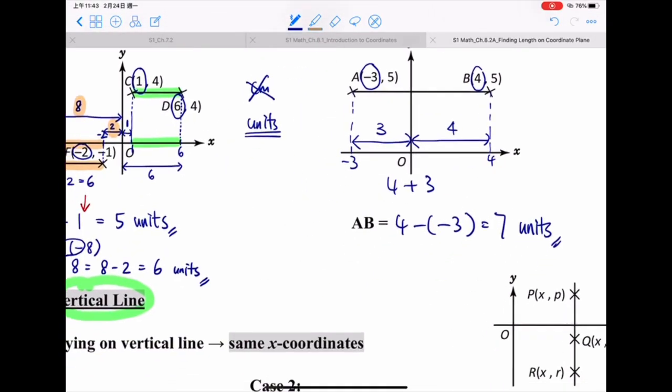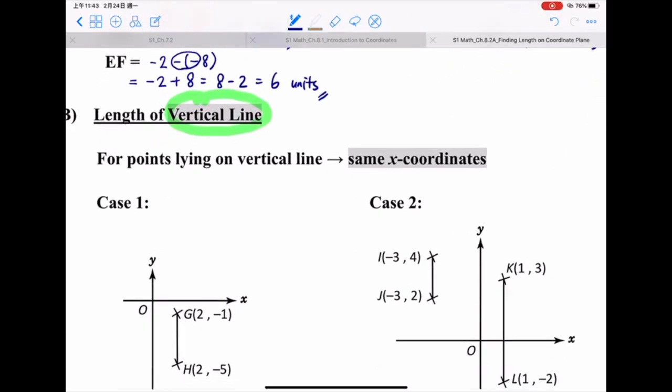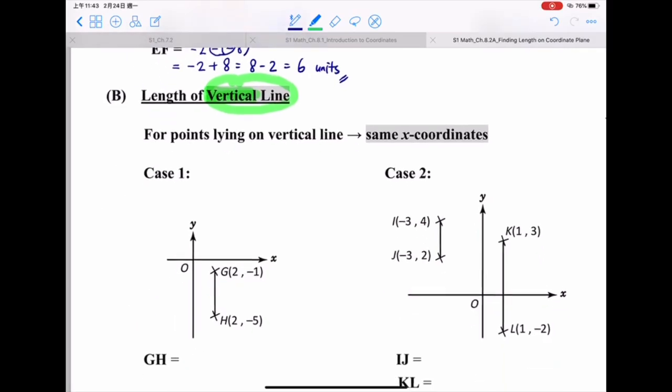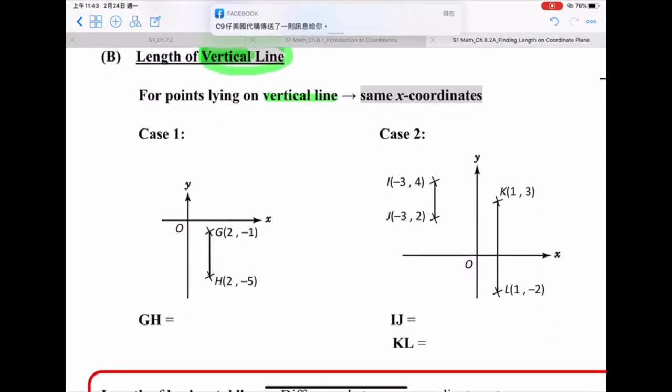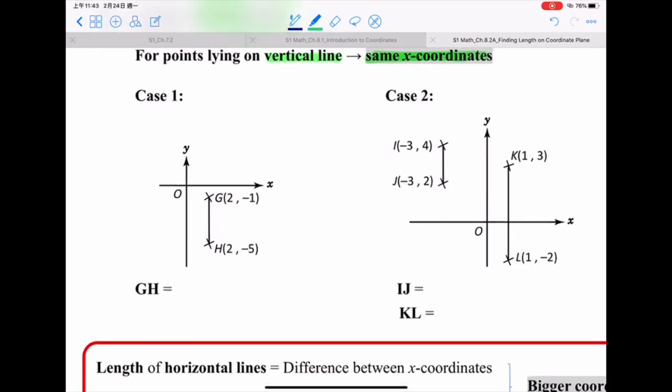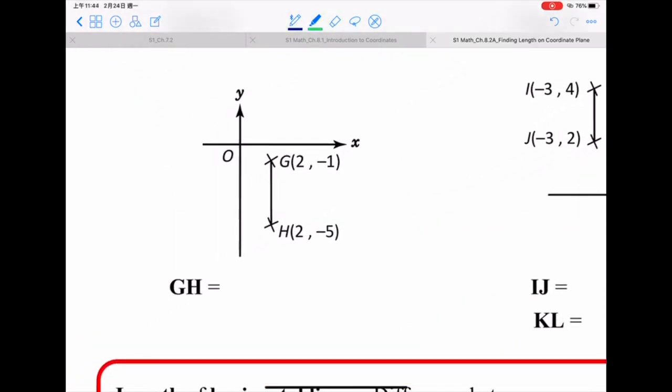Alright, let's move on to the second kind of lines, which are called vertical. For a vertical line, actually we have the same x coordinates. The x coordinates are the same. So let's take a look at case 1. That means this time we should use the y coordinates. So this one going towards the y coordinate, which is -1, and this one -5. So the longer distance is 5, the shorter one is 1. Therefore this one, the green one, would be 5 minus 1.